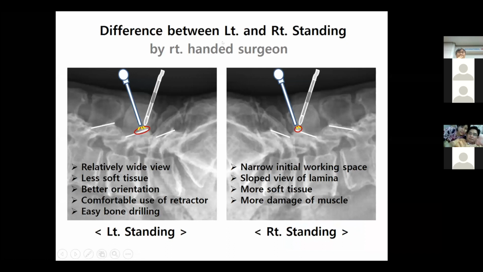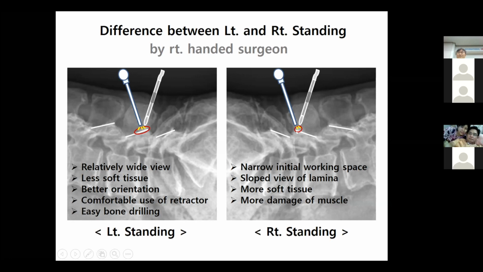This is also a difference between left and right standing. Here, left standing, we are all spine surgeons, we know the anatomy of the spine. The lamina is this type three-dimensionally. So above the lamina, this area is working space also. The scope and lamina are vertical. So left standing has a relatively wide lamina, less soft tissue, better orientation, comfortable use of the retractor, and easy bone drilling.